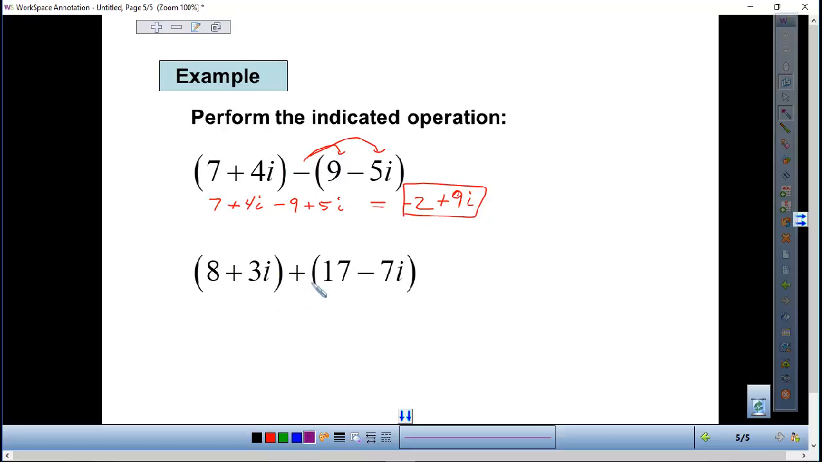All right, with the second one, since I'm just adding, I don't have to worry about distributing. You can go ahead and think about it distributing. Distributing a positive 1 all the way through doesn't change anything. So you get 8 plus 3i plus 17 minus 7i. So 8 plus 17 will give you 25. And 3i minus 7i gives you minus 4i.